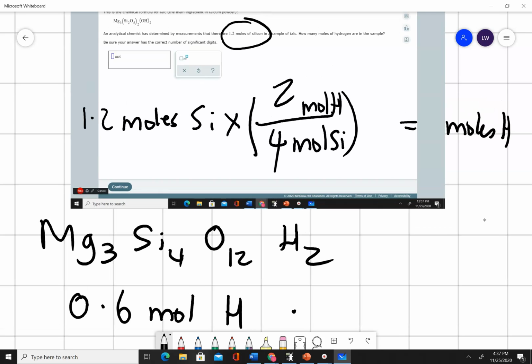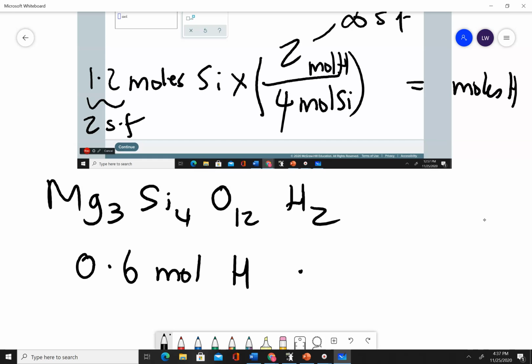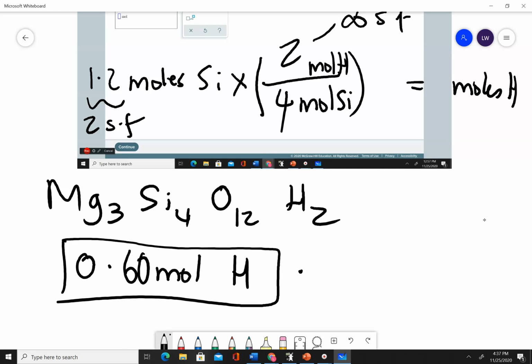Now we need to be cautious to have our correct significant figures here. This number here has 2 sig figs. This has infinity sig figs, that is, our mole ratio is exact. So our answer should have 2 sig figs. So we want to make that 0.60 moles of hydrogen. And there we are.